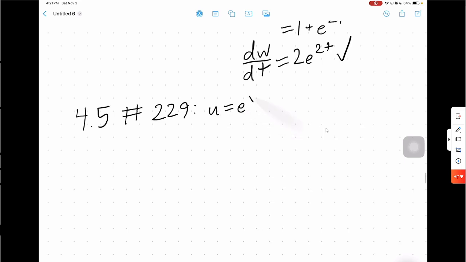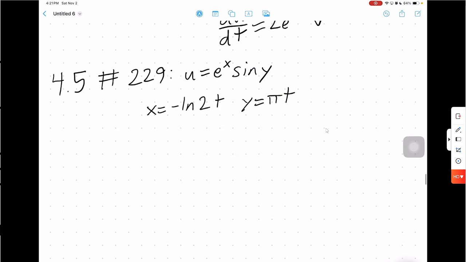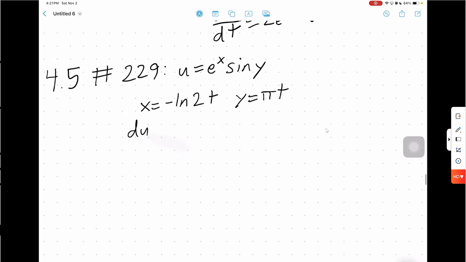u is equal to e to the x sine y. x is equal to negative natural log of 2t, and y is equal to pi t. And then it says to find du over dt evaluated at the point ln 2, pi over 4.